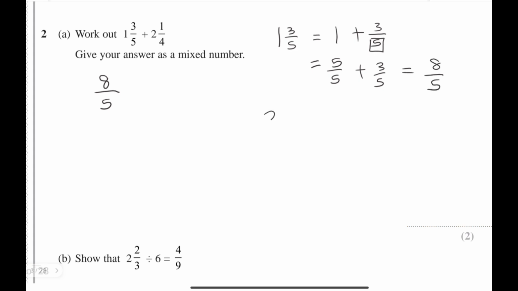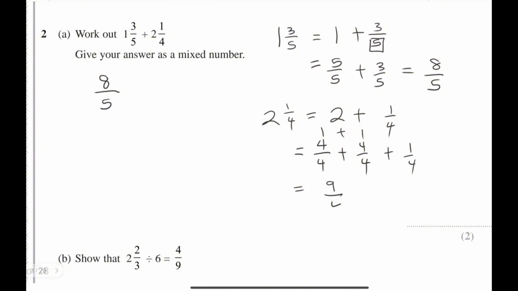While 2 and 1/4 is the same as 2 plus 1/4. As we know, 2 is the same thing as 1 plus 1. So that will be 4/4 plus another 4/4. So that will make 2 wholes, because 2 is 1 plus 1, and plus 1/4. So 4 plus 4 is 8, and 8 plus 1 is 9. So that is 9/4. Now what do we do next?